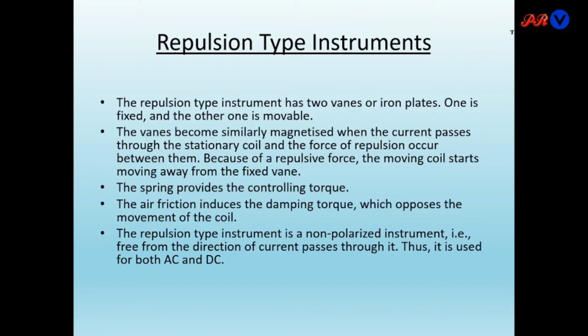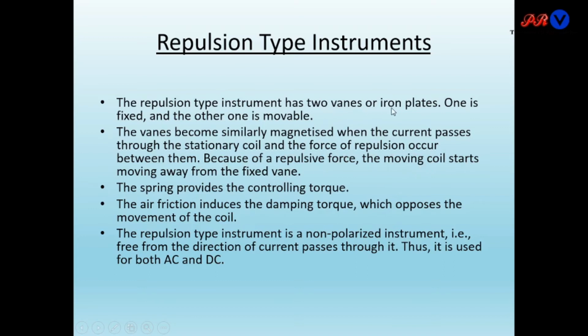Next, the second type of MI is the repulsion type instrument. The repulsion type instrument has two vanes or iron plates. So it has two iron plates. One is fixed and the other is movable. The vanes become similarly magnetized when the current passes through the stationary coil, and a force of repulsion occurs between them. Because of the repulsive force, the moving vane starts moving away from the fixed vane.